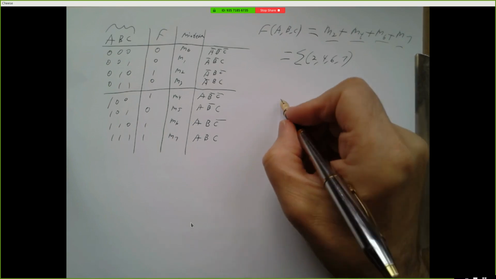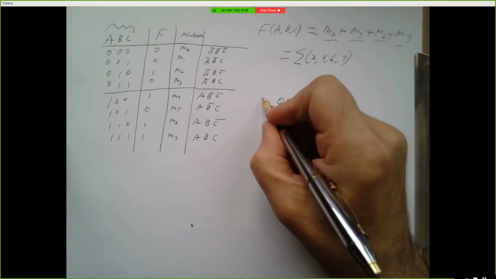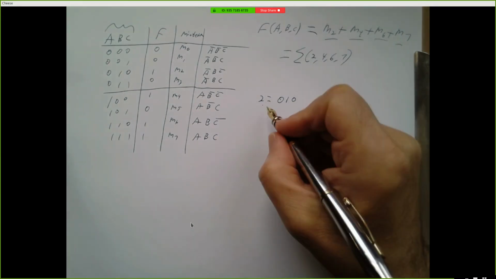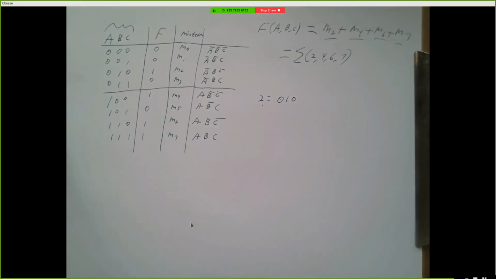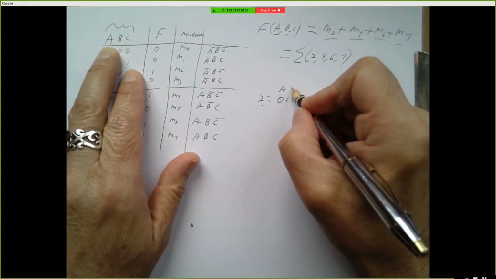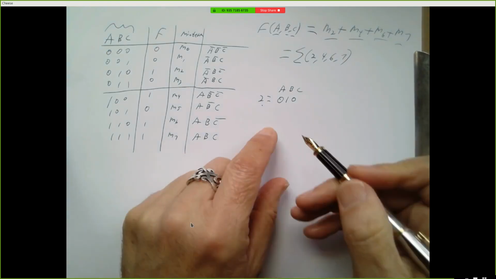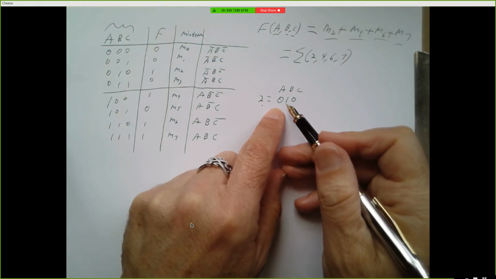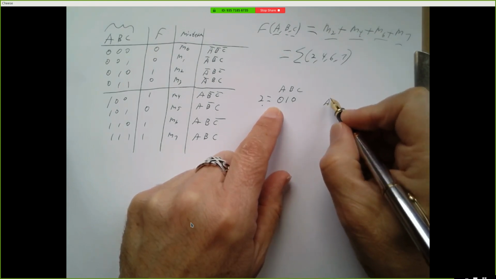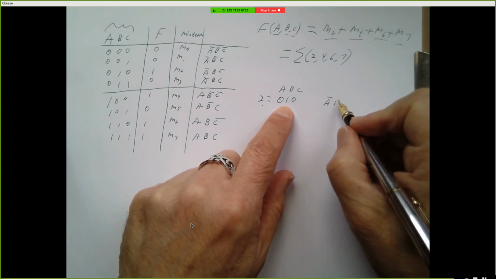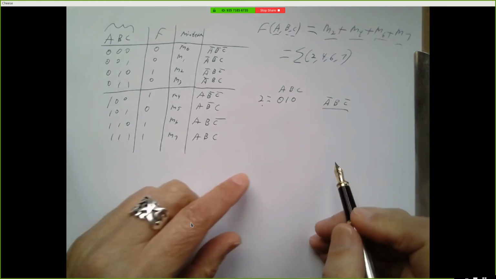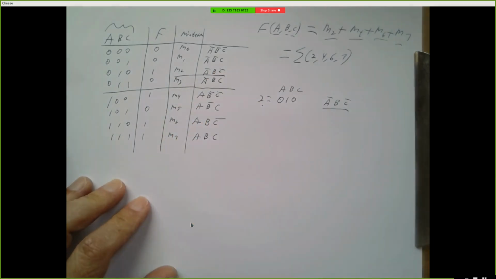So the number 2 as a 3-bit number looks like this. Okay, that's the binary equivalent of the decimal number 2. Well, if I know that my input variables are A, B, C, I can write the product term that corresponds to this minterm just by looking at 0, 1, 0. I have a 0, I'm going to write A bar. I have a 1, I'm going to write B. I have a 0, I'm going to write C bar. Well, I just reproduced minterm 2.